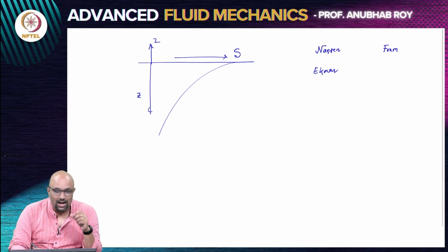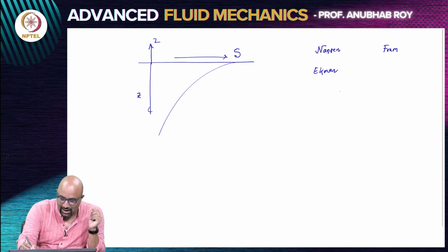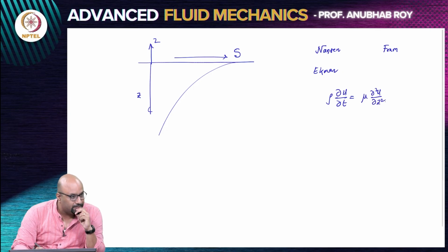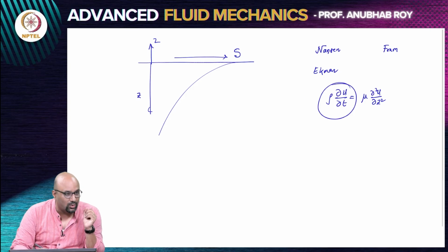Larger in a sense that Earth's rotation becomes important. So, the equation that you are going to solve is something like this: rho du/dt is mu ∂²u/∂z². This is the equation that you are going to solve. But what Ekman said, this acceleration is insignificant on the scale at which you are looking.